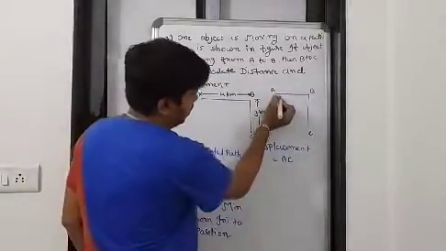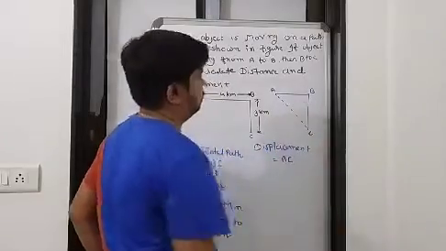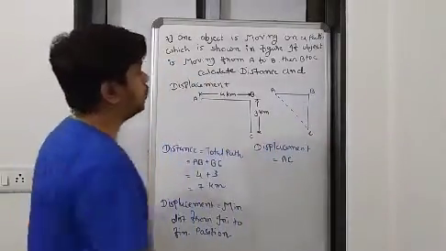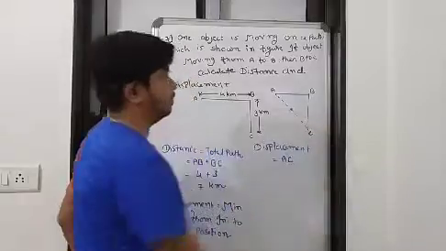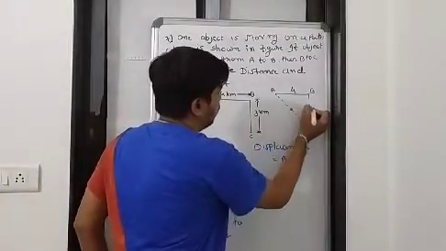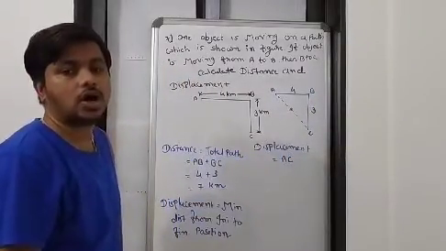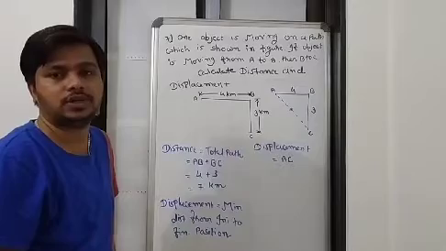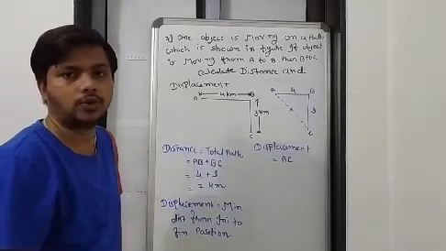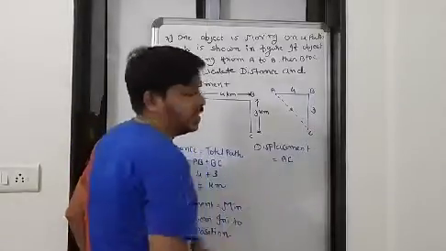Right? A straight path from A to C. So you have to find out this. Here are 4, here 3. How can you calculate? According to Pythagoras theorem, you have to find out the AC.